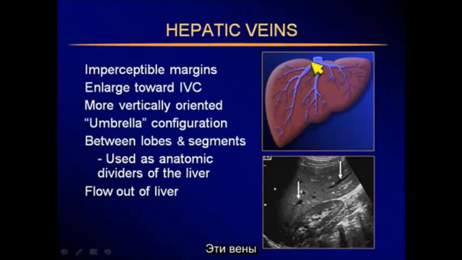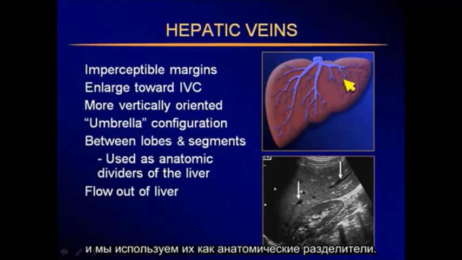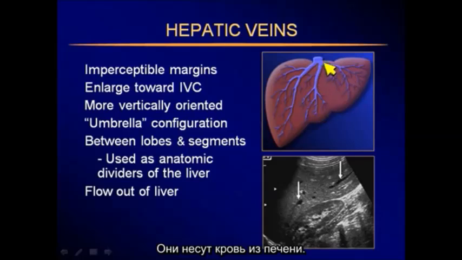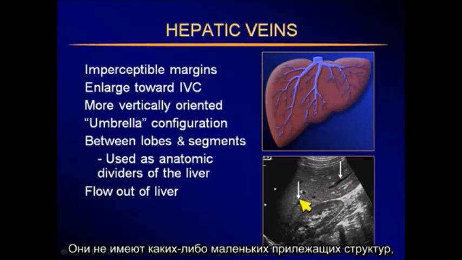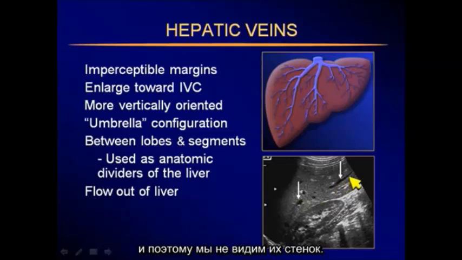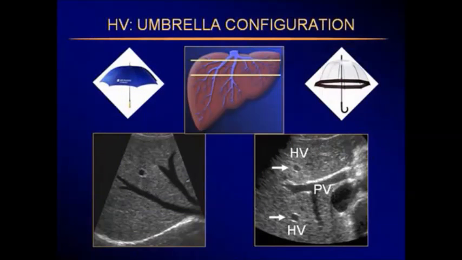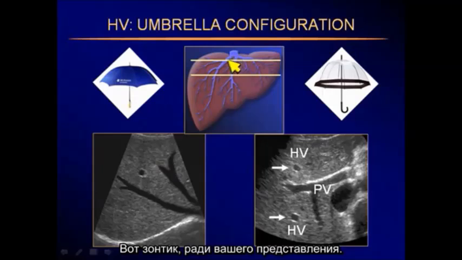Now, these veins are found between lobes and segments, so we use them as anatomic dividers, and they carry blood flow out of the liver. They do not have any other adjacent little structures, therefore we do not perceive their walls. Here's an umbrella, just for your imagination.